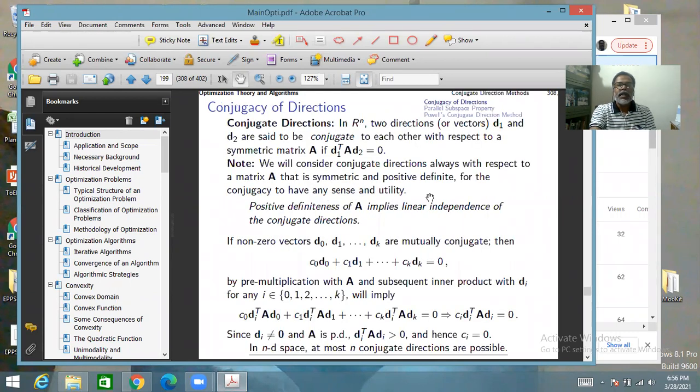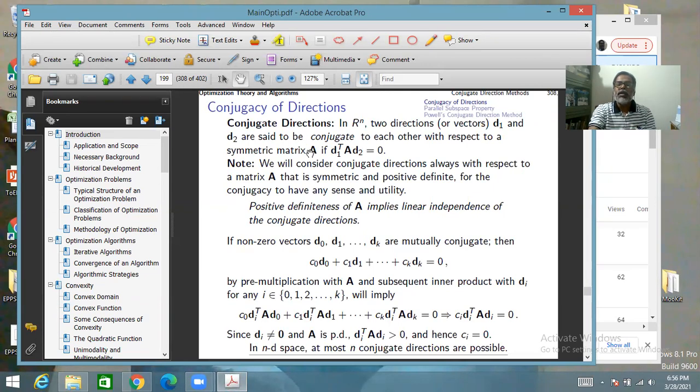So in n-dimensional space, when you have two vectors or directions, d1 and d2, which satisfy this kind of relationship with respect to a symmetric matrix A, then you say that these directions d1 and d2 are conjugate to each other with respect to this matrix.